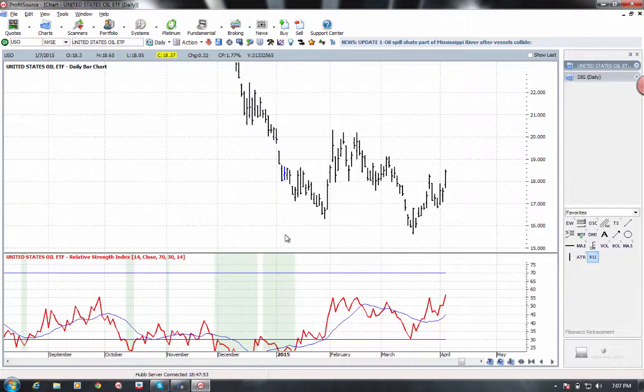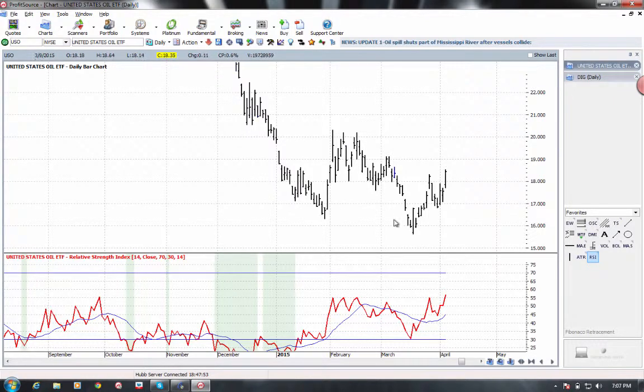Now, I noticed a fairly bullish pattern in oil from last night's trading in the US, and here we're looking at an oil ETF that I've already taught you about in a few lessons in the past. Let me just talk through what I can see here.